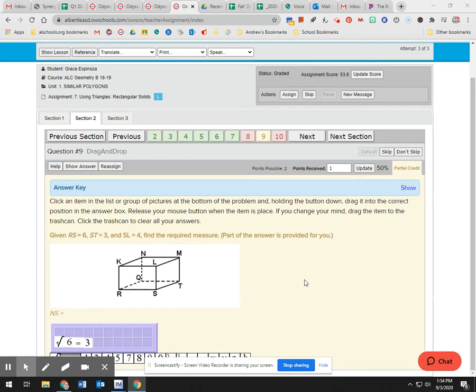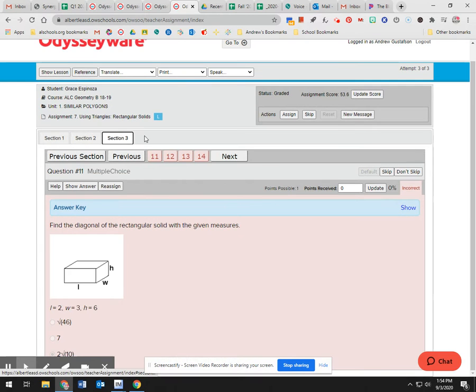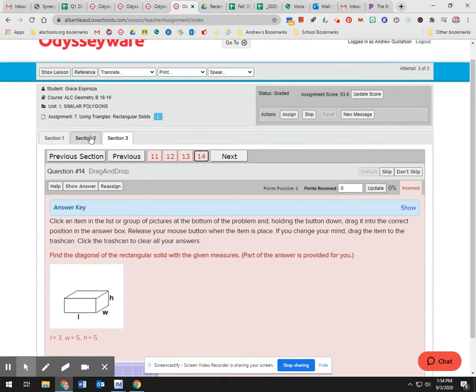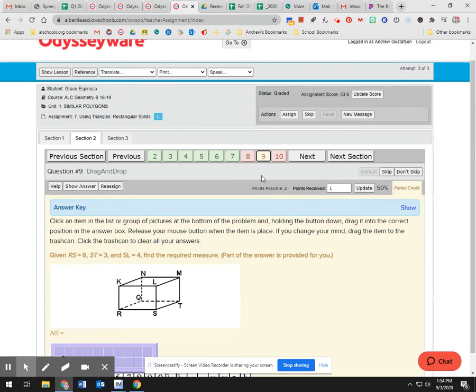The rectangular prisms, or rectangular solids, I guess they call them. So here's the problem I'm going to look at. There's a bunch of them like this. I think number 9 is like this, number 10 is like this, number 11, 12, 13, 14. A lot of them are like this, and there's a couple on the test just like this.